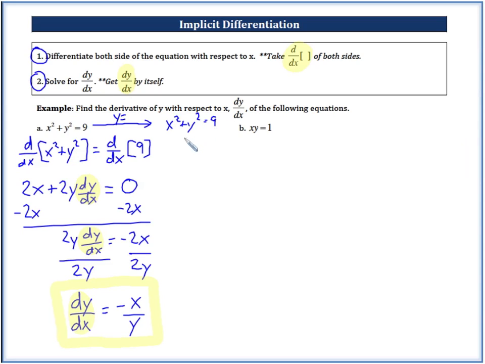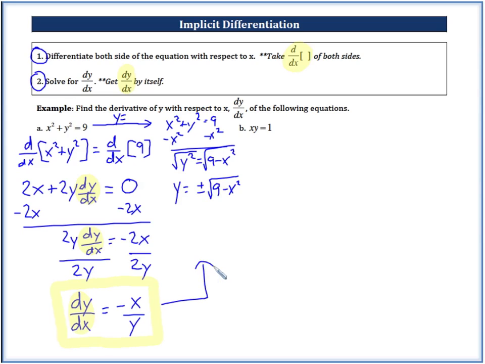So let's just rewrite our function here. Notice we could subtract x squared to give us y squared equals 9 minus x squared. Then we could take the square root of both sides. We get y equals plus or minus the square root of 9 minus x squared. So be careful here, just because 9 and x squared are perfect squares doesn't mean that we can take the square root. We would just leave it like this.